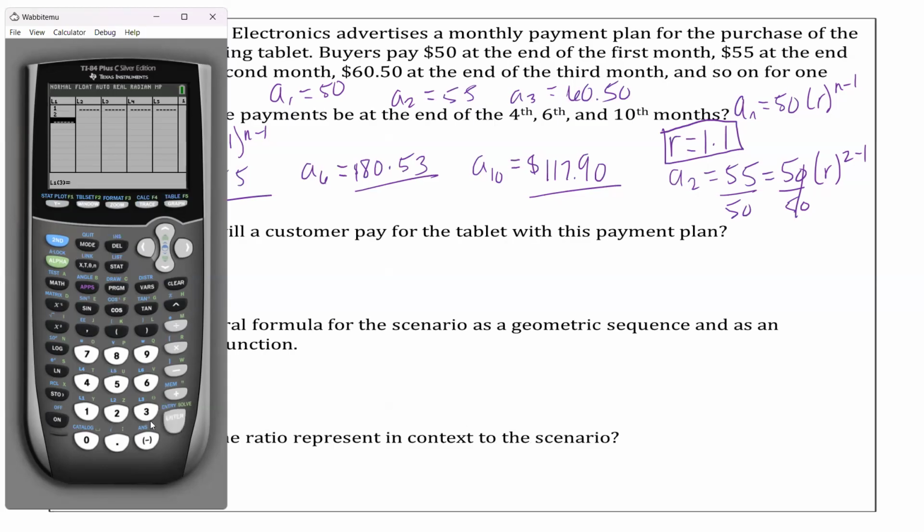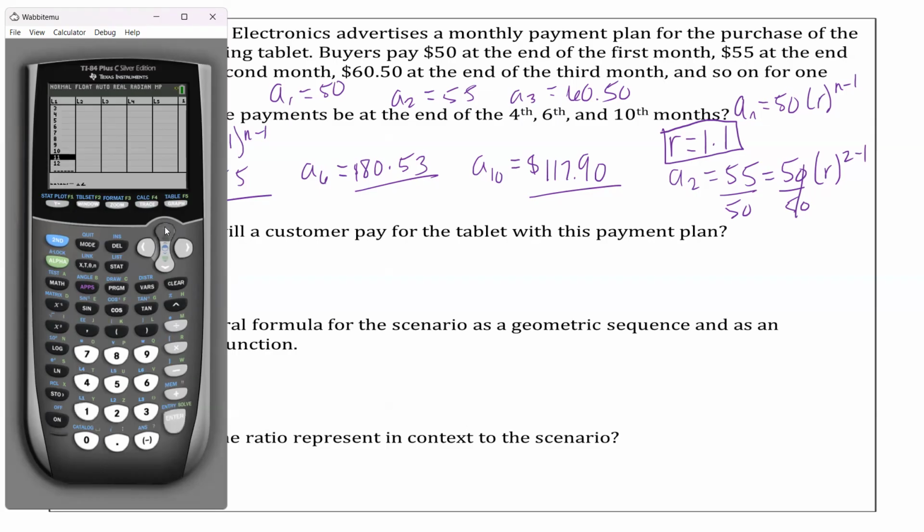2, 3, 4, 5, 6, 7, 8, 9, 10, 11, 12. Okay. Could you just add them up, find the values and add them up? A1 plus A2, 100% you could. Let me make sure I fix my 11.